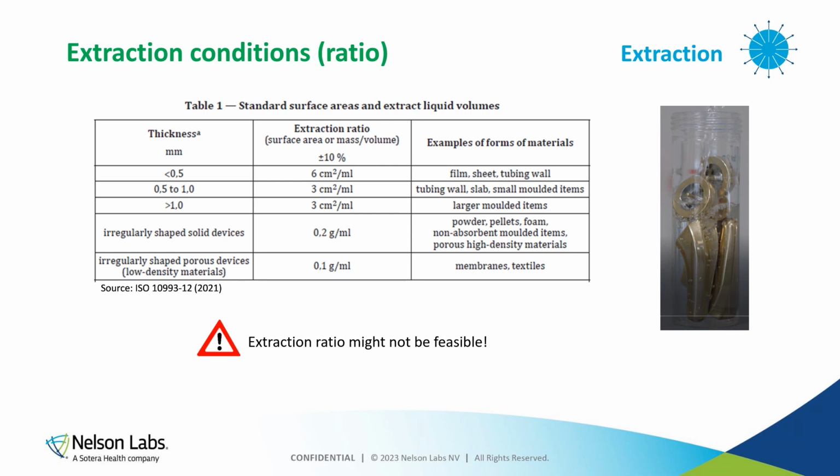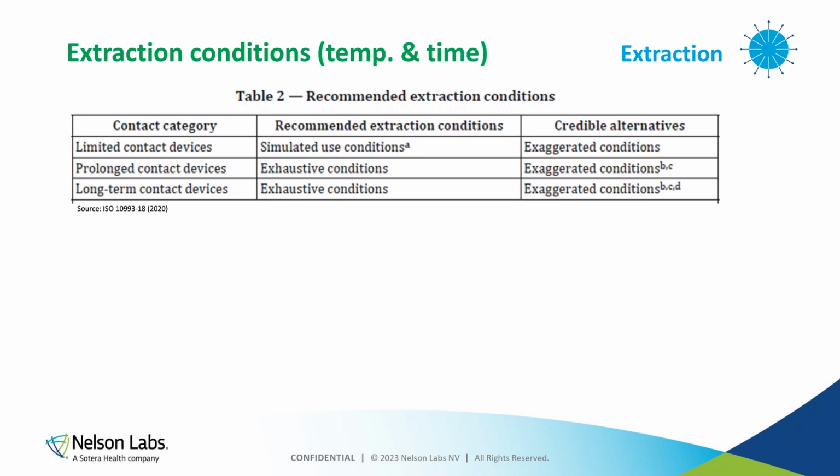So, for instance, when you have a big metallic implant, a substantial amount of solvent might be needed to completely submerge a test item in an appropriate extraction vessel. And in that case, you might need to deviate from the 3 square centimeters per ml and use a lower extraction ratio, which is okay, as this table of the 12 standard is just a recommendation.